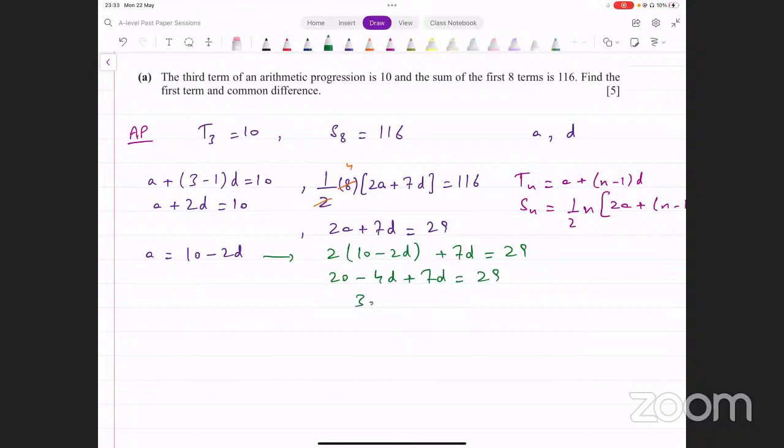And that gives us 20 minus 4d plus 7d equals 29. And we get 3d equals 9. The value of d turns out to be 3. Put that back in the first equation, and that will give you the value for a. A equals 10 minus 2 into 3. And the value of a therefore turns out to be 4. ये हमें figure out करना था इस first part. That was pretty straightforward. Not much complication involved here. Let's move on to the next part.